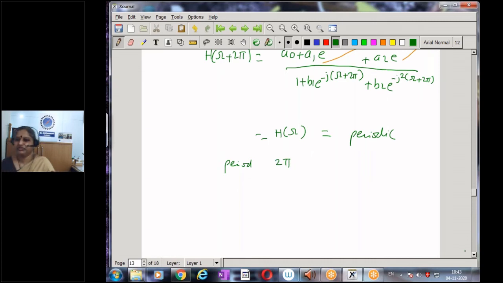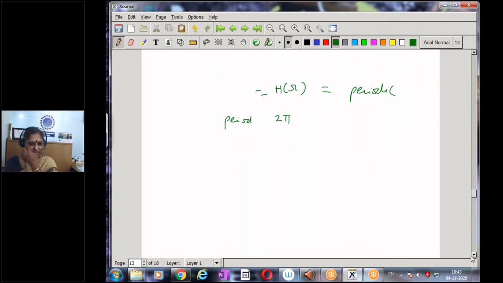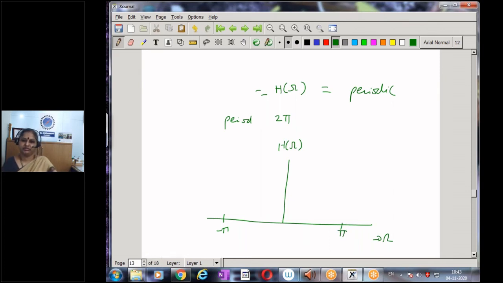Now, in general, from the frequency response, we can classify the system based on its frequency characteristics. And now, since my frequency response is periodic with period 2 pi, let me sketch the interval only from minus pi to plus pi. And if my response is something like this in the interval minus pi to plus pi, then we say the system is a low pass filter.